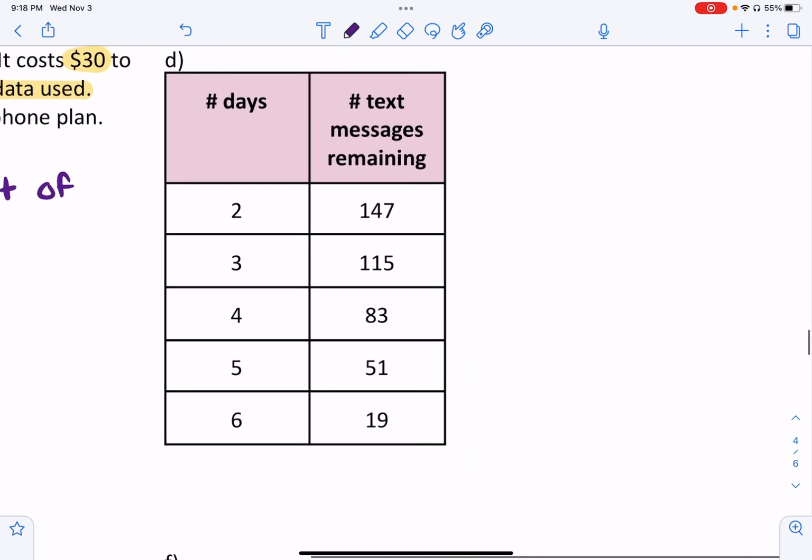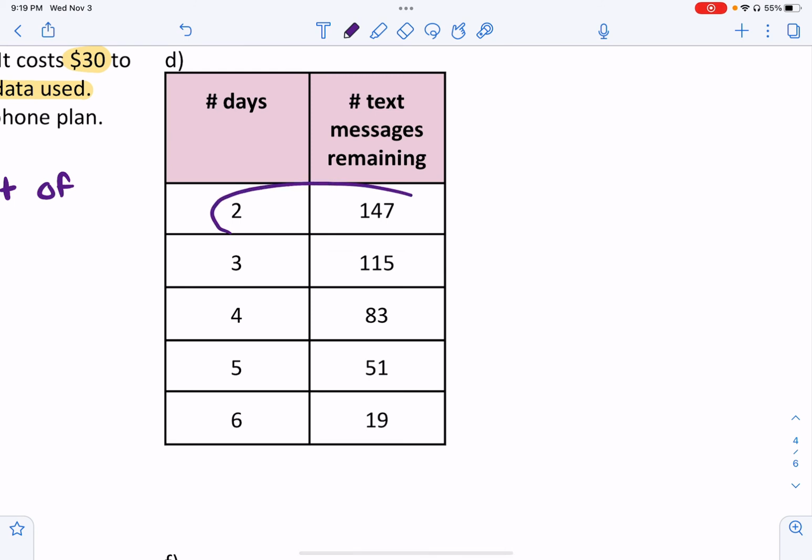Finally, we have one more table of values. We have our number of days and our number of text messages remaining. So we have so many text messages that you can send, and we're looking at our number of days. The first thing we want to do is find our initial value. Unfortunately, we can't see our initial value on the graph. We don't know where it is. So let's save that, and we'll find our rate of change.